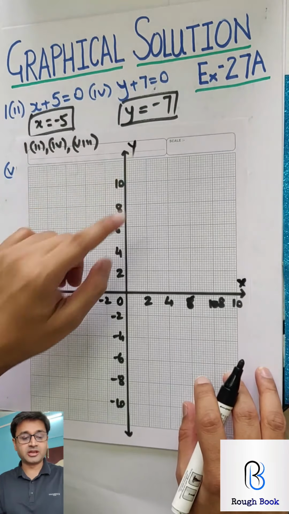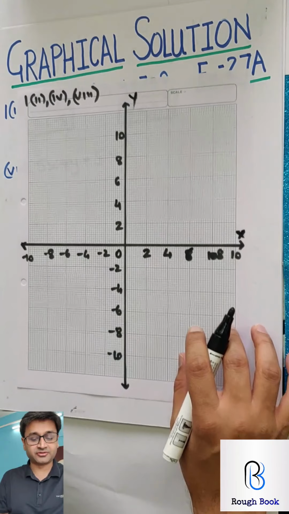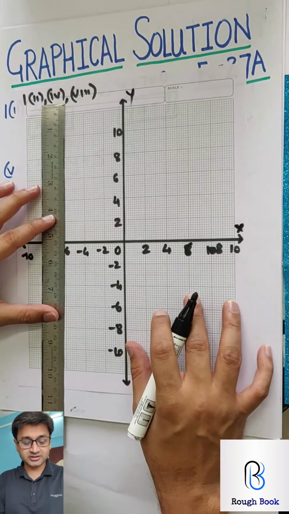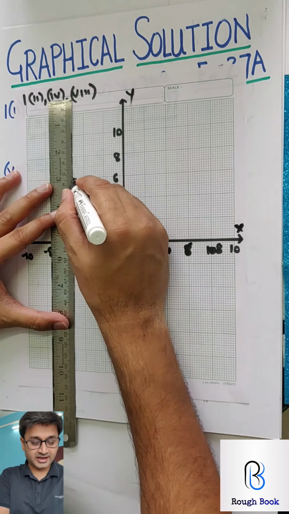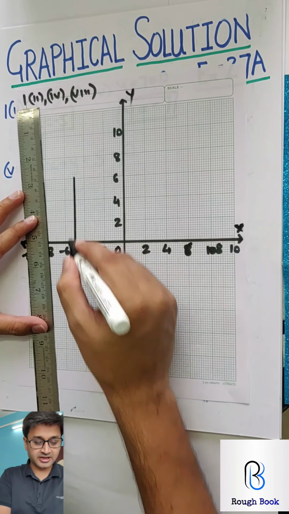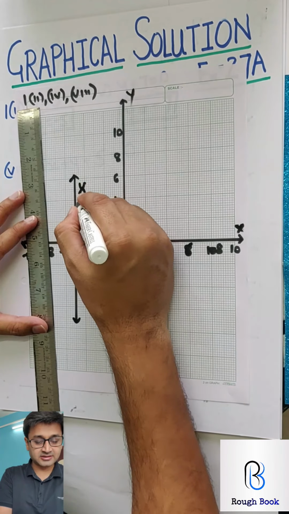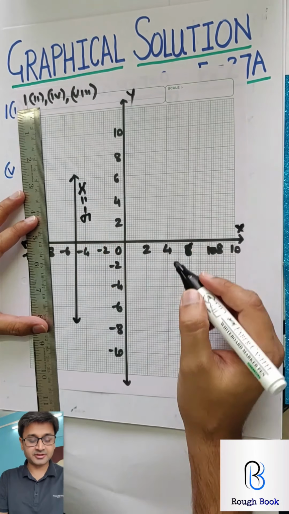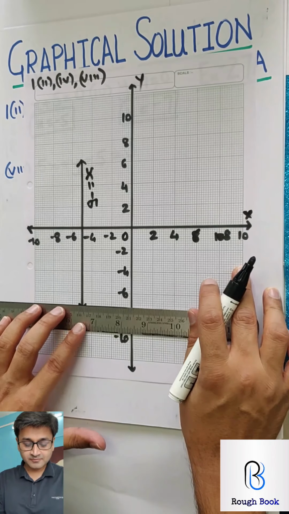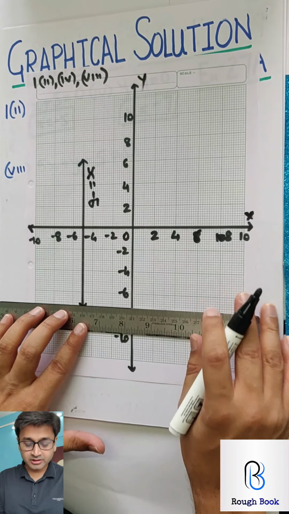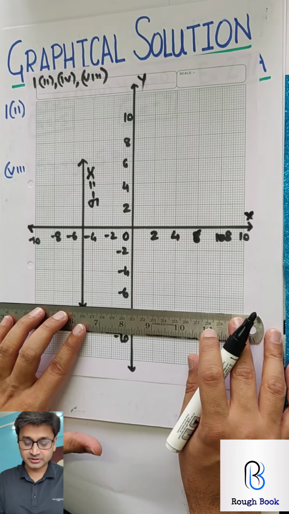So come on, pause the video, get me these two. X is equal to minus 5. So on x minus 5, its x is equal to, so it has to be parallel to y axis. That should be my first line. And name it as x is equal to minus 5. Second one, y is equal to minus 7. So on y, do it on the same graph sheet in order to save our papers right now.